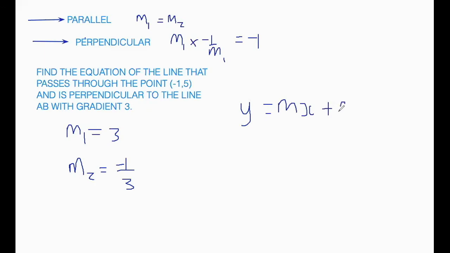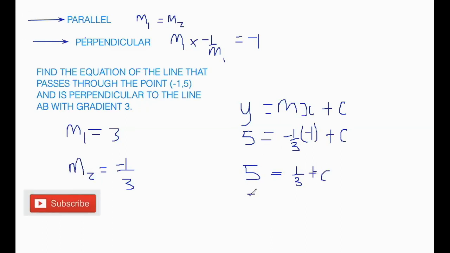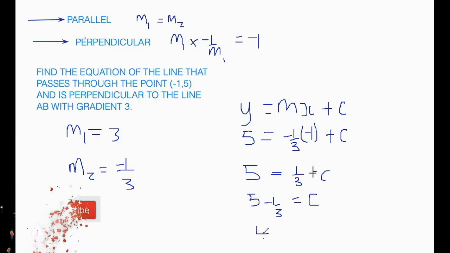Once it's perpendicular, we have to use a perpendicular gradient, and the point that is given, which is negative 1 and 5. So y is 5, the gradient is negative 1/3, and here we have x to be negative 1 plus c. Now rewriting the 5, then multiply negative times negative, that's positive 1/3 plus c. Now carry the 1/3 over the equal sign, so we have 5 minus 1/3 equal c. 5 minus 1/3, that means c is equal to 4 and 2 over 3.